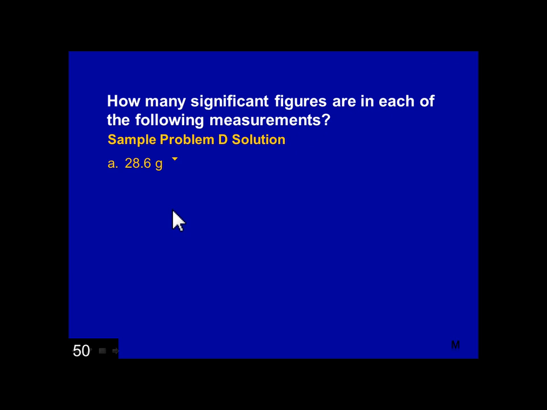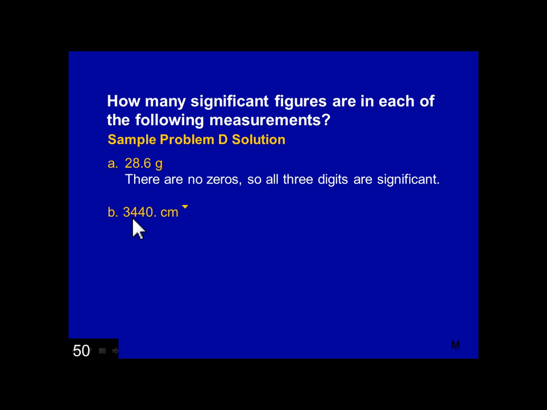Okay, let's take a look at an example problem. How many significant figures are in each of the following measurements? So we have 28.6 grams. I'll pause this while you answer it. All right, there are 3 significant figures in this measurement. The 2, the 8, the 6, they're all non-zero digits, they all count.